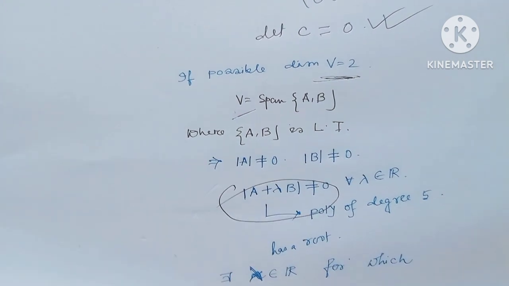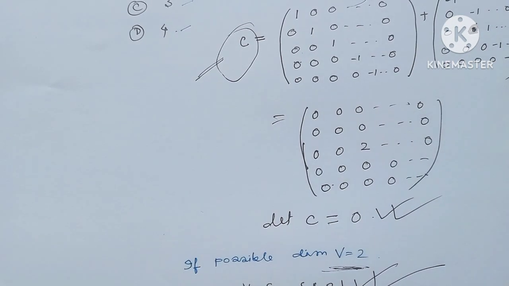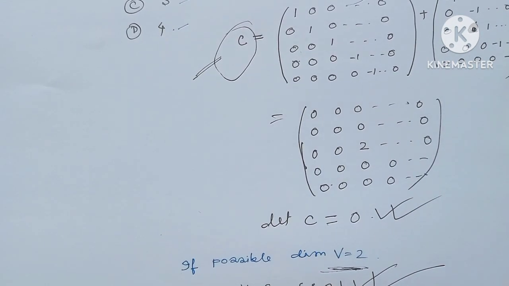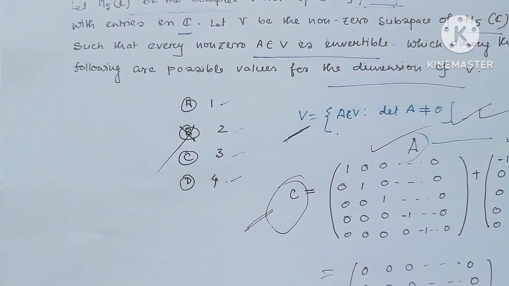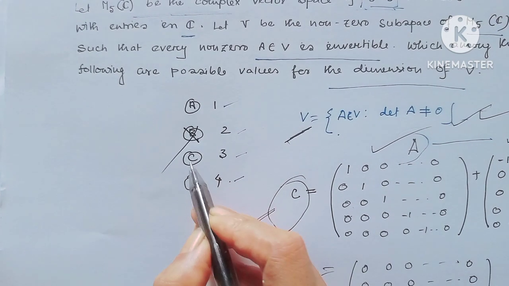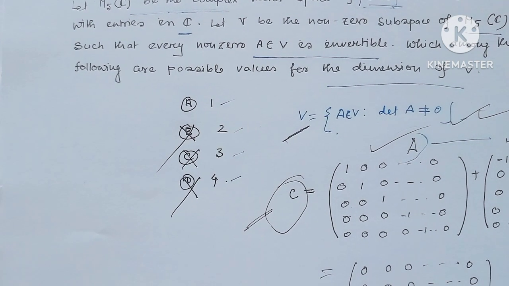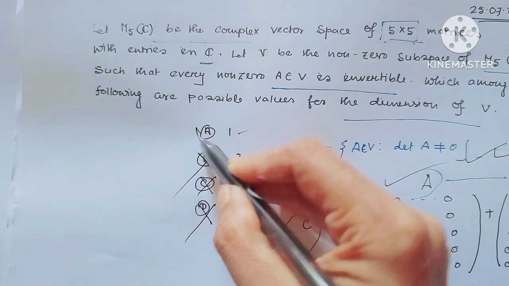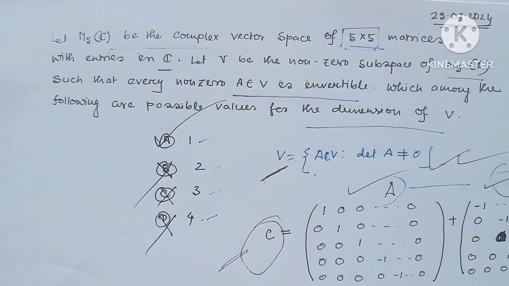So this subspace cannot contain two elements, so the dimension cannot be 2. Since it cannot be 2, similarly it cannot be 3 or 4. That means the only possibility is 1. I hope all my viewers have understood this question.